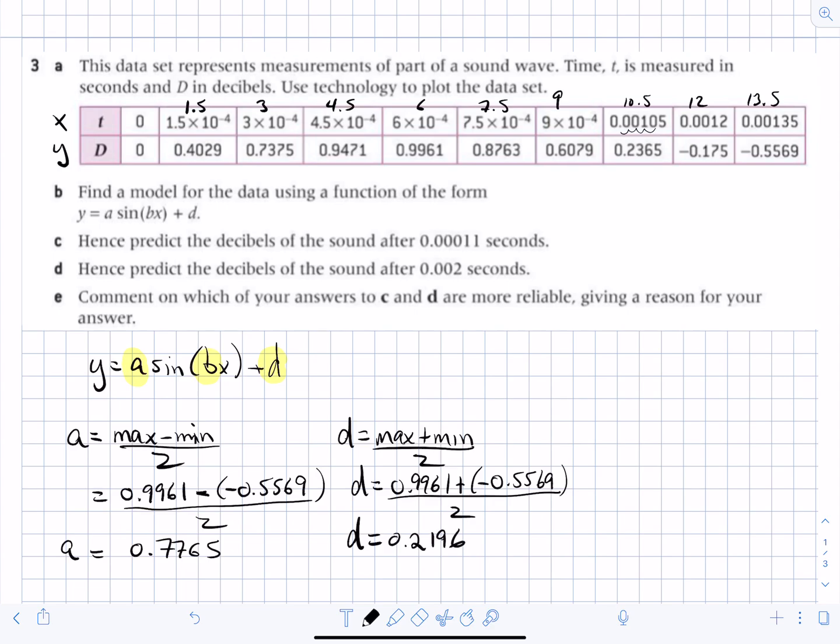D, and then last but not least is B. Now B here, let's see. How long does it take for this pattern to repeat? You might be looking like, it's hard to tell. I start at here. I start at 0.4.